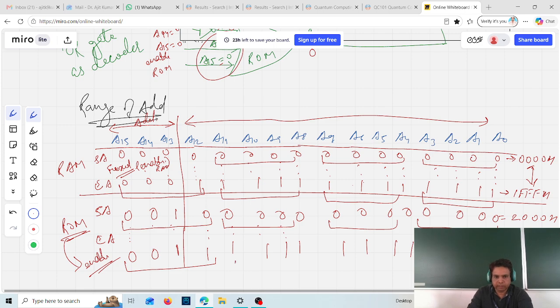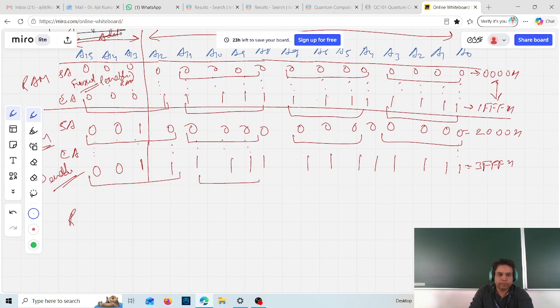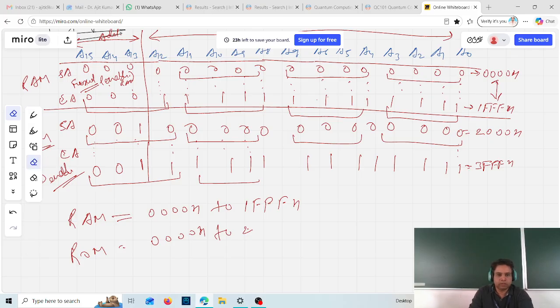I write 3 and then F, so this is 3FFF H. So what did I get as the range of address? For the RAM, the range of address is 0000H to 1FFFH, and for the ROM, I got the range of address as 2000H to 3FFFH. Okay, this is the answer.